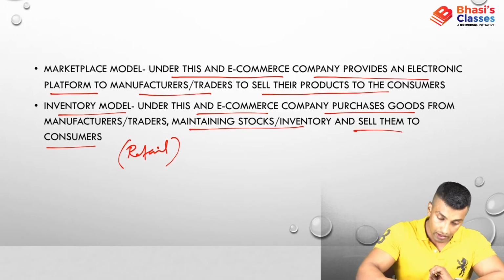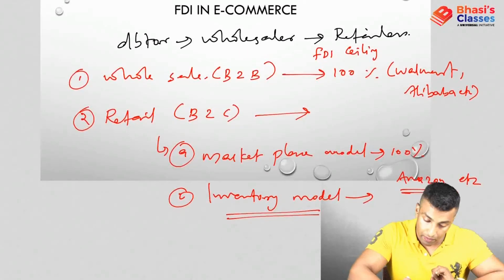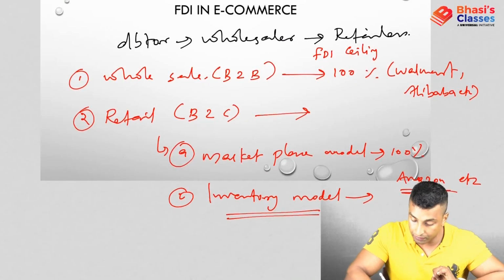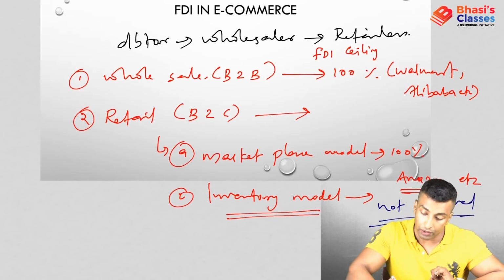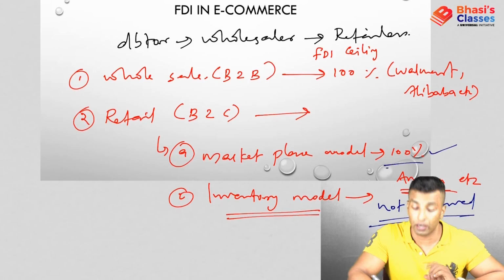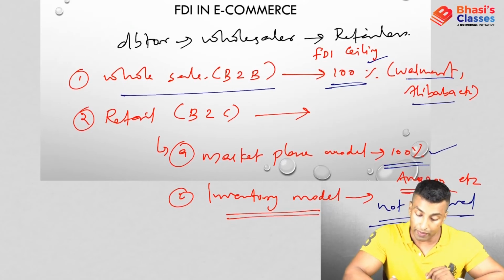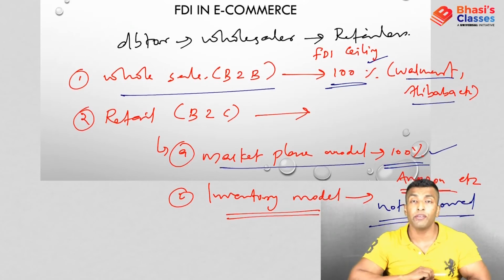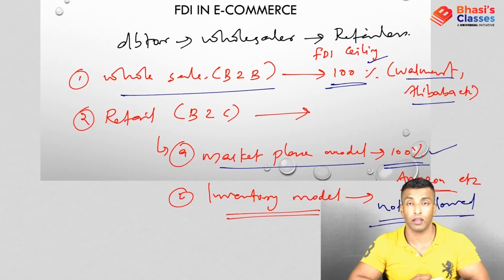So you can see here, in the inventory model, FDI is not allowed. Here 100% is allowed. So that's why Amazon 100%. Wholesale is 100% allowed for Walmart, Alibaba, etc. So the marketplace model is 100% allowed. Inventory model, not allowed.